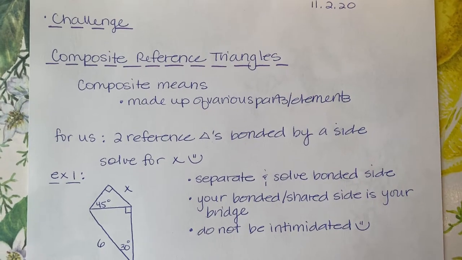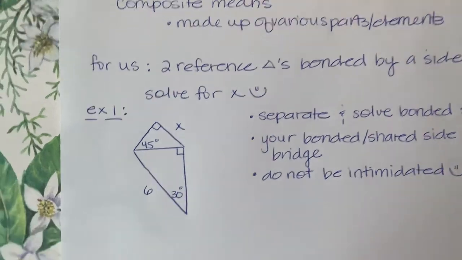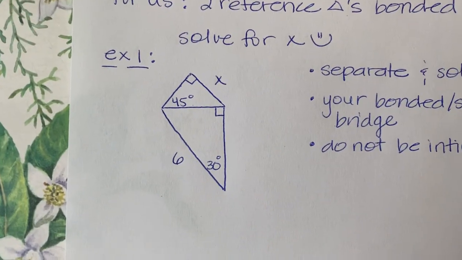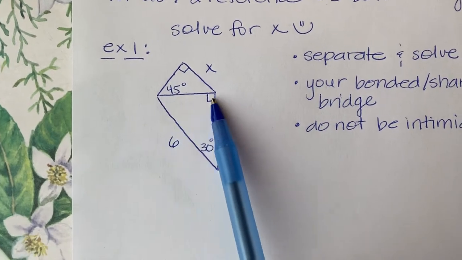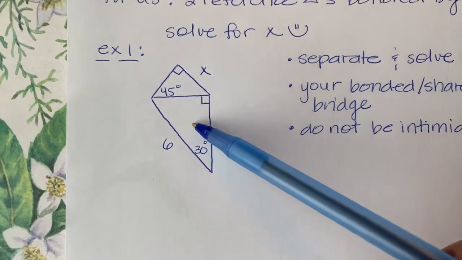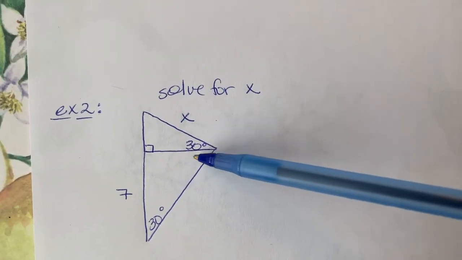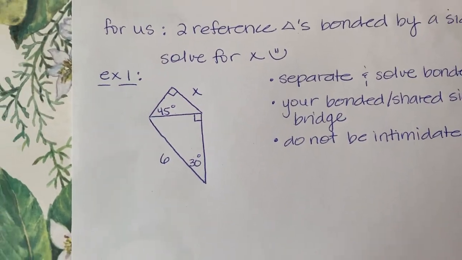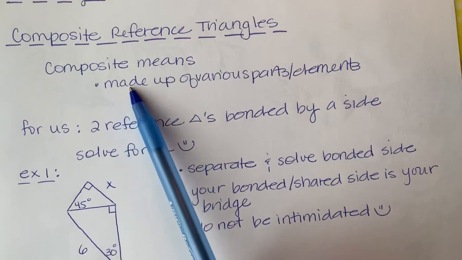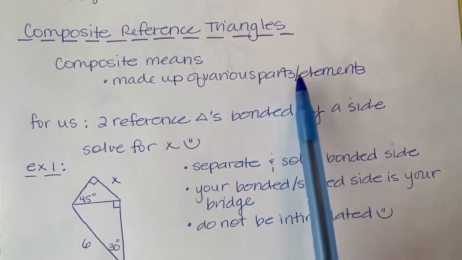Okay, composite reference triangles. What that means is we're putting two reference triangles together. So as you can see here, there's a 45, 45, 90, right? And they're sharing a side length with a 30, 60, 90, or here's two 30, 60, 90 triangles sharing a side. And then I'll do a third example of 245 sharing. Okay, so composite means that it's made up of various parts or elements.